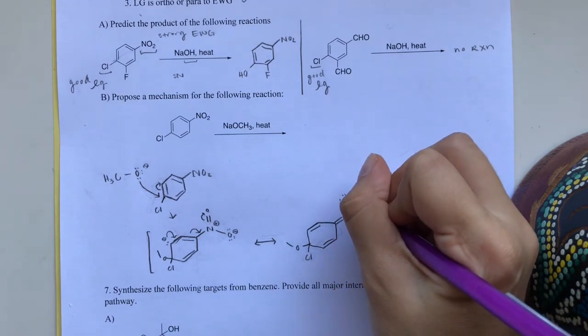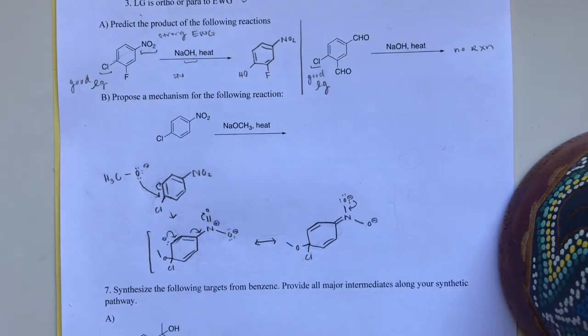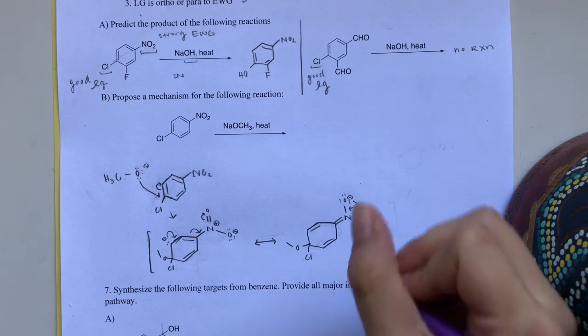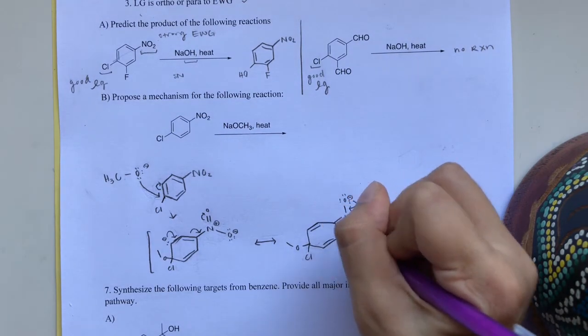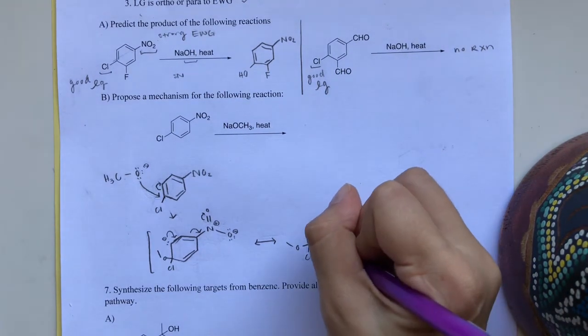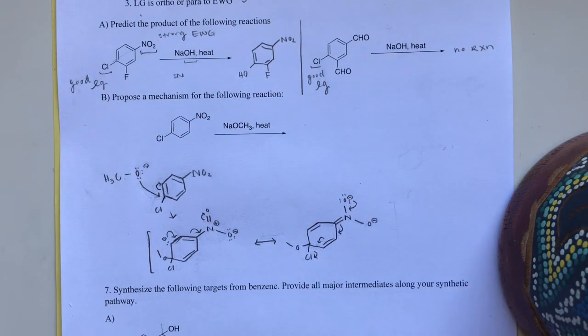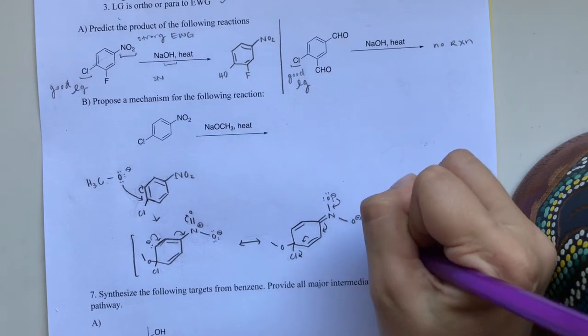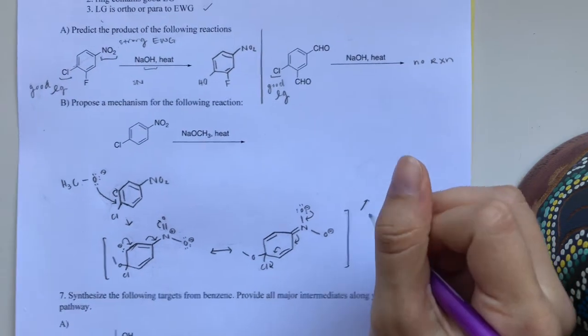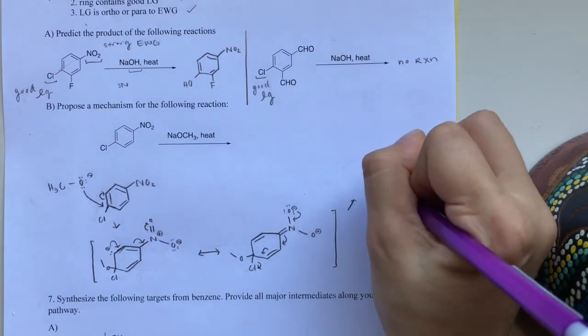Now these electrons make a double bond between N and O. These electrons make a double bond here, and these electrons make a double bond here, forcing the leaving group to leave, creating this final product.